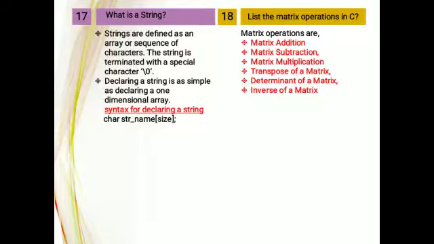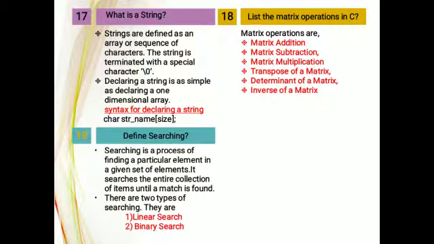List the matrix operations in C. The various matrix operations are matrix addition, matrix subtraction, matrix multiplication, transpose of a matrix, determinant of a matrix, and inverse of a matrix.